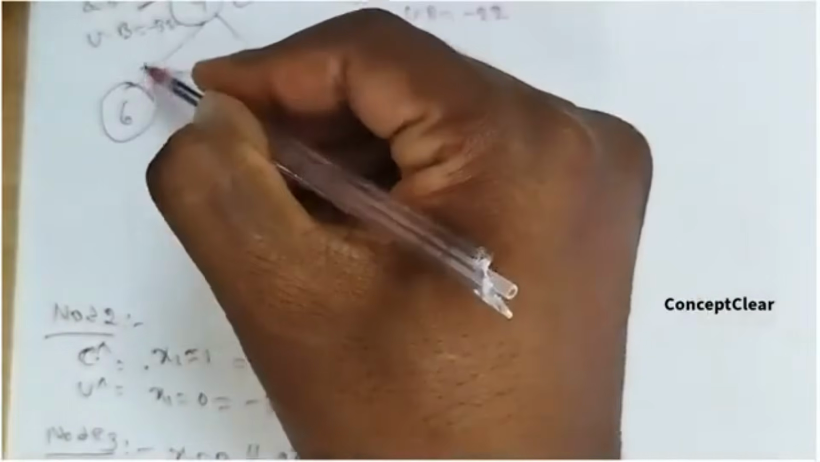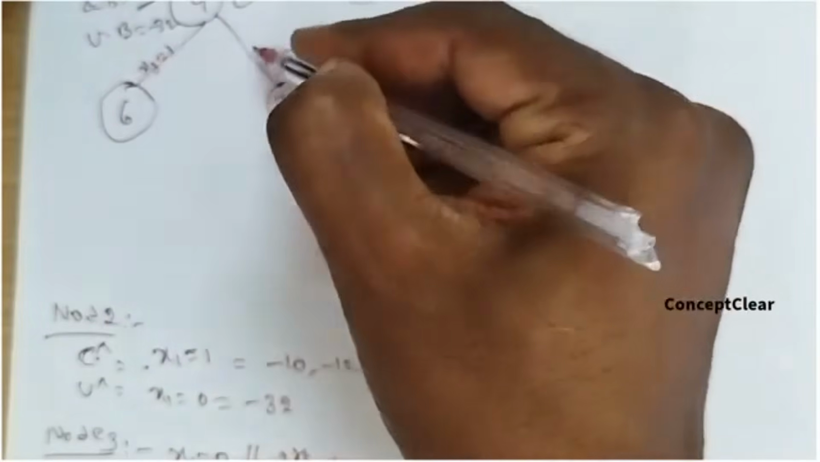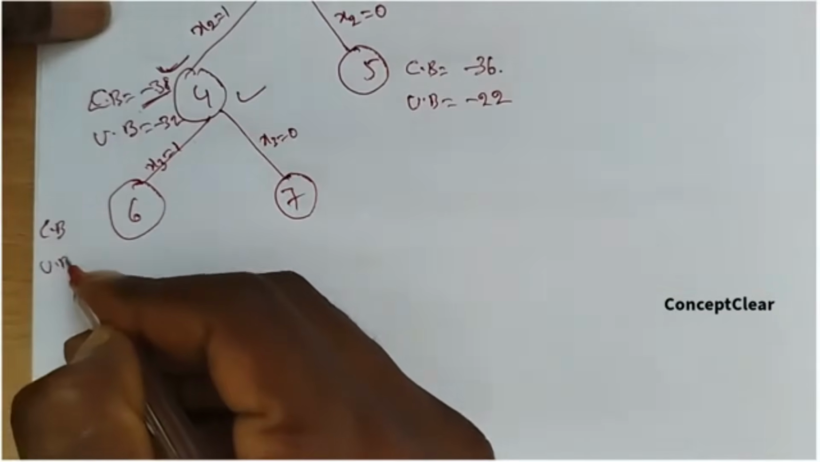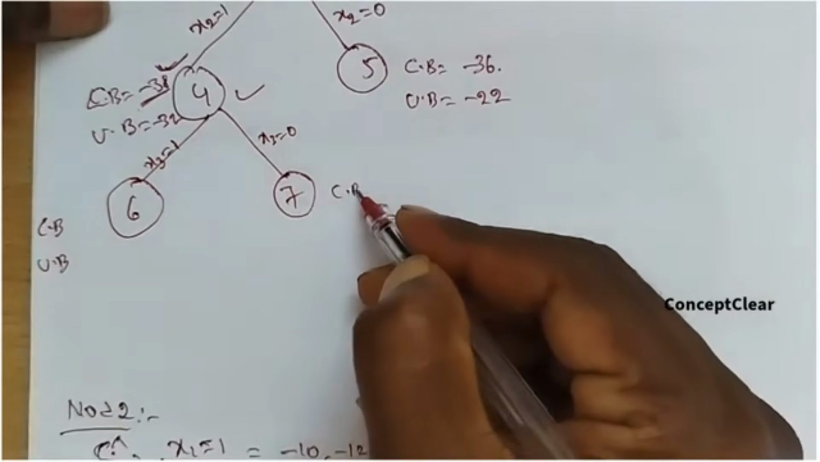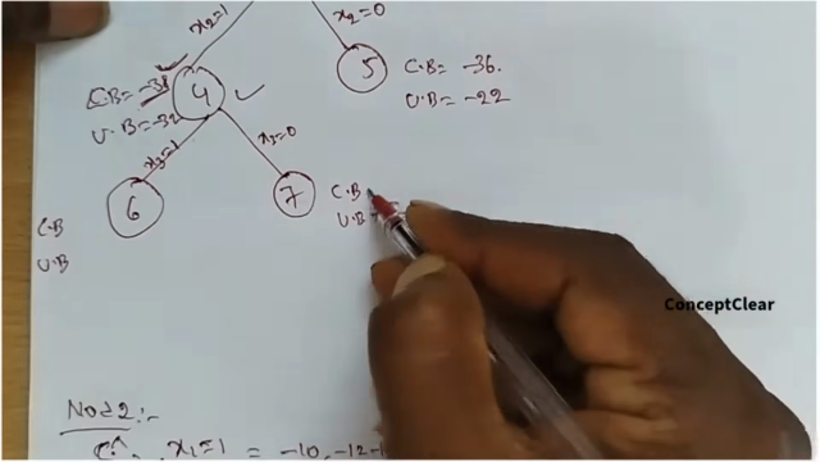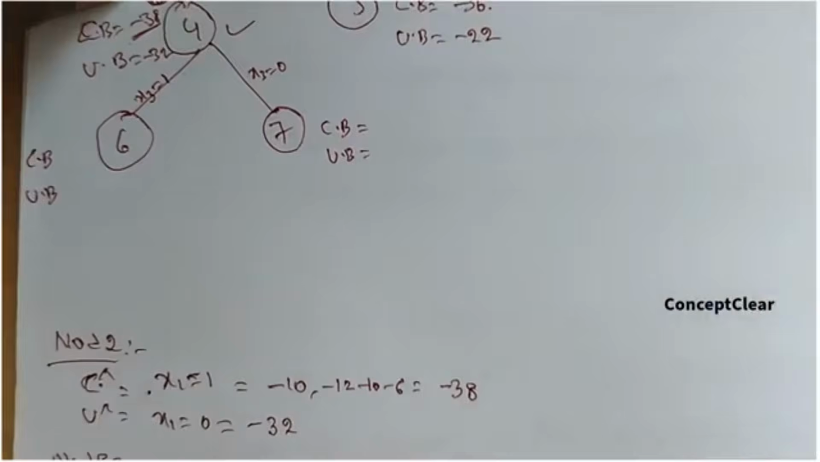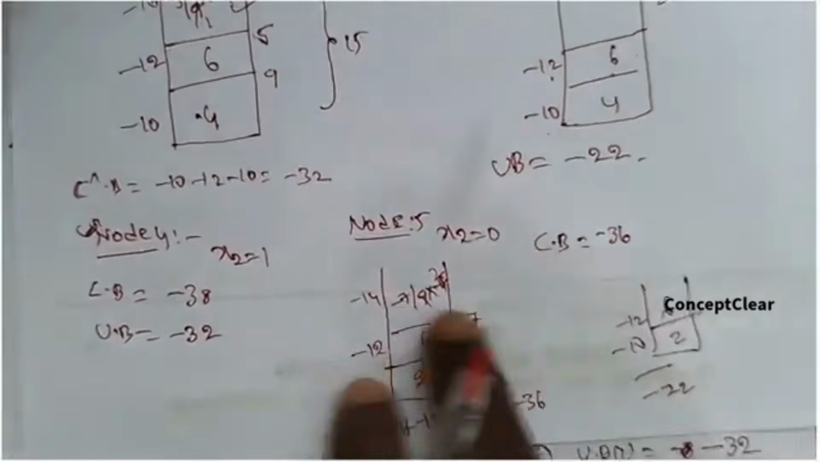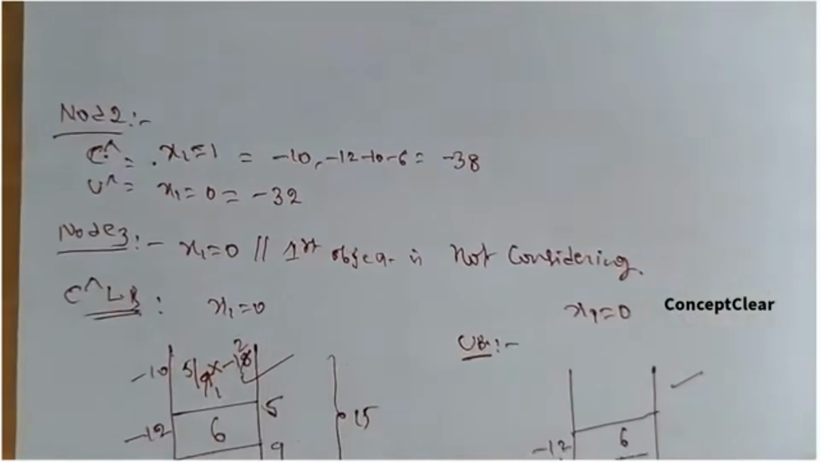Here x2 equals 1. Here x3 equals 1. Here x3 equals 0. We again have to find out the least bound value and upper bound value. Again, the same procedure as before. We have to calculate for node 6 and 7. For time being I am doing it offline. I will explain.